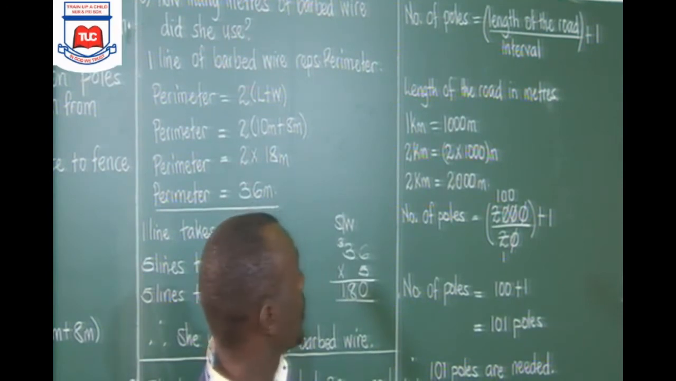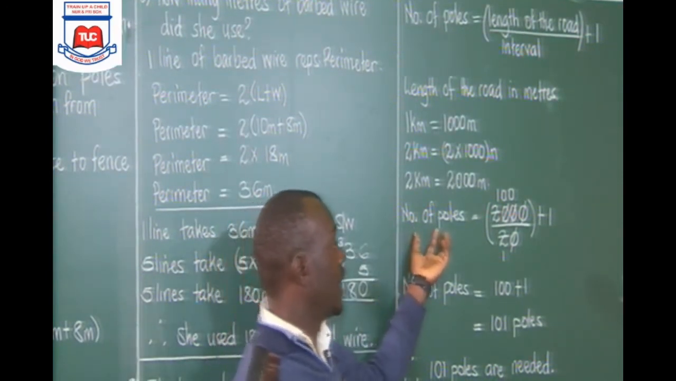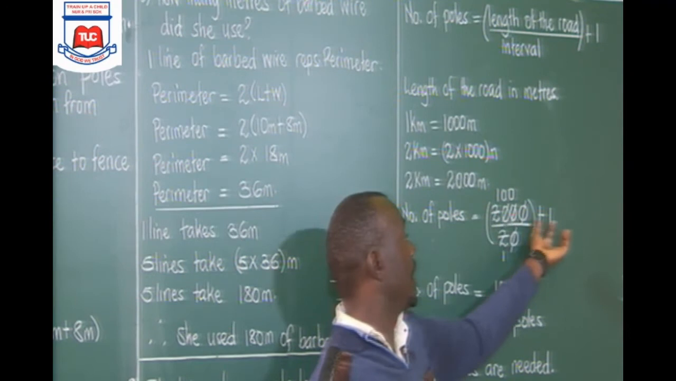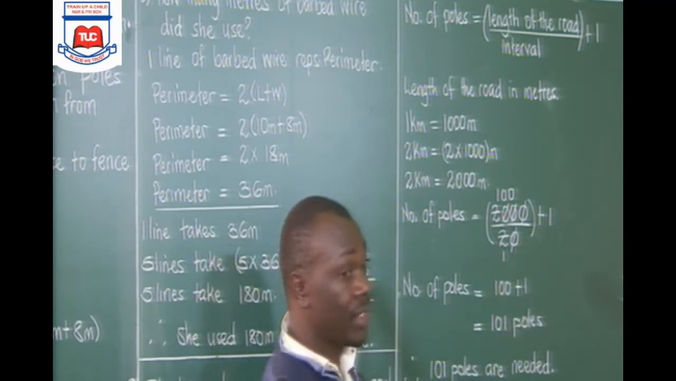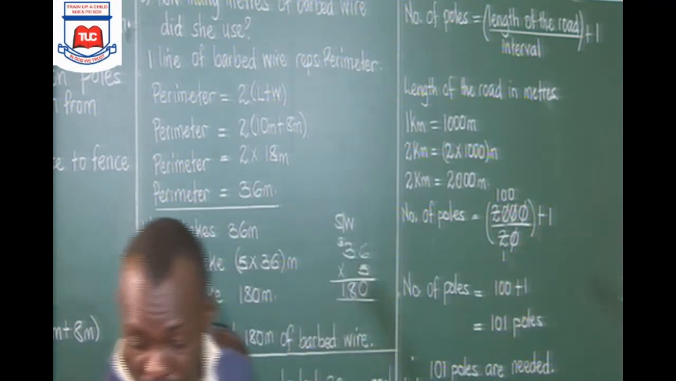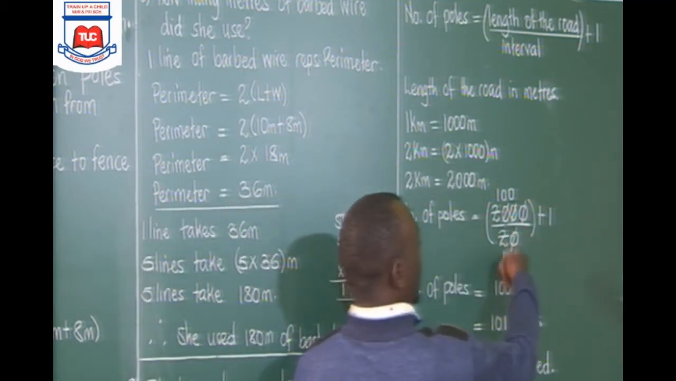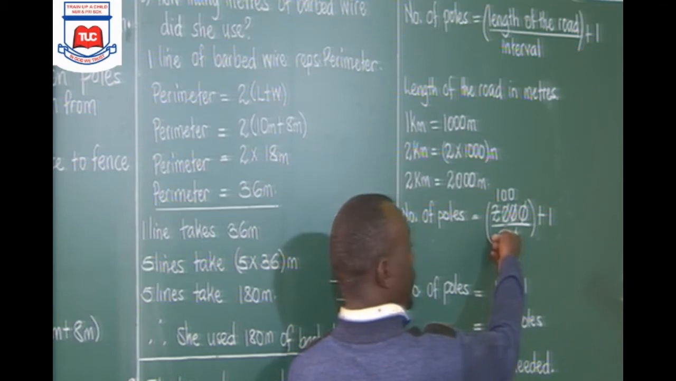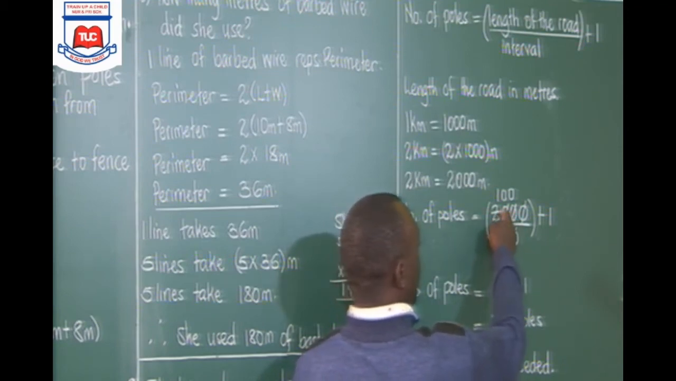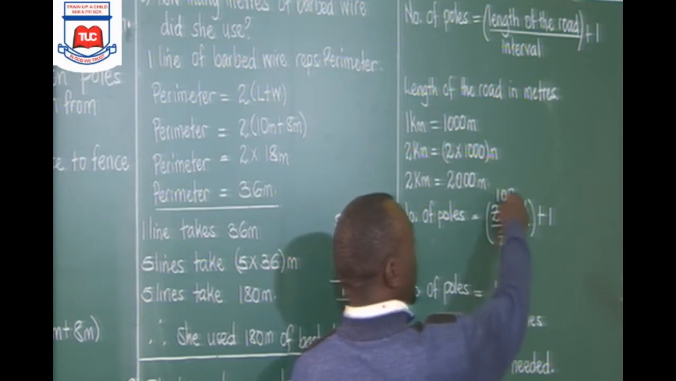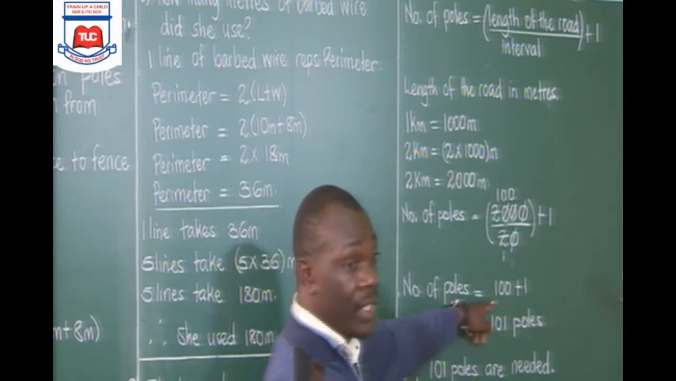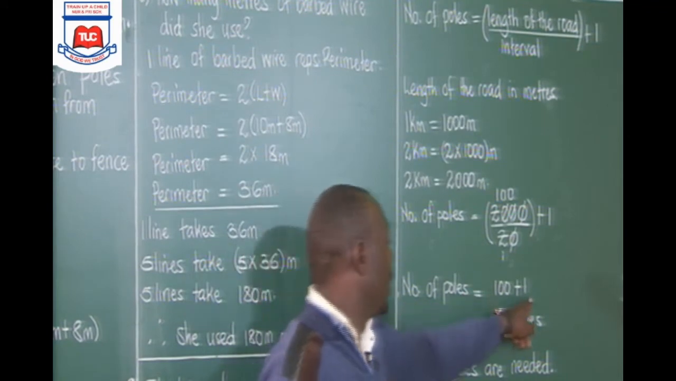Then you proceed to finding the number of poles by dividing 2,000 by 20, then plus 1. The interval is 20. Then start your division. You divide by 10 by 10. Then divide by 2. 2 divided by 2 is 1. 0 divided by 2 is 0, and 0 divided by 2 is 0. So the division has given rise to 100, then plus 1.